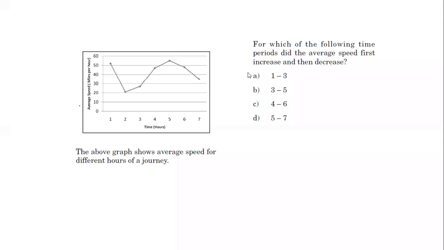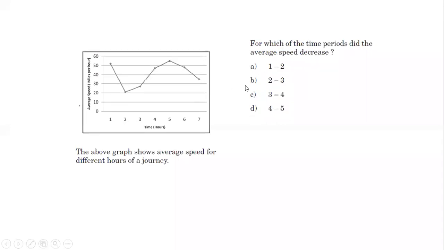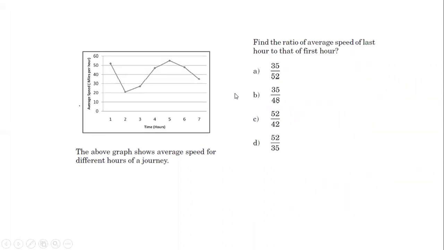So a line graph is one of the easiest graphs to read. Again, for which of the time periods did average speed decrease? When I go for 1 and 2, I can directly see the average speed decreases. So of course that has to be my answer. I don't have to check anything else. From 2 to 3 increasing, from 3 to 4 increasing, from 4 to 5 increasing. I don't need that. I just need where it's decreasing, that's from 1 to 2. So I directly mark A as my answer. Again guys, a line graph is always the easiest graph to interpret.